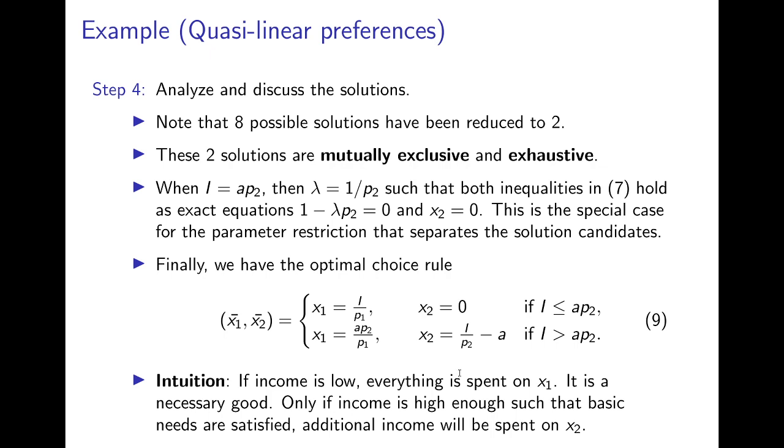And again, the intuition: if income is low, then everything is spent on consumption of good x1 because it's a necessary good. Its marginal utility is infinity at a very low level of consumption. But if income is rather high and the basic needs are satisfied, then additional income will be spent on consumption of good 2.